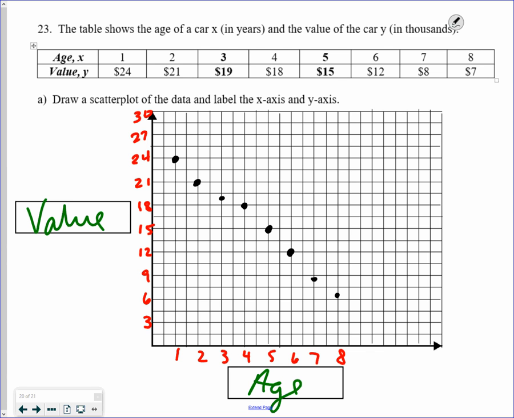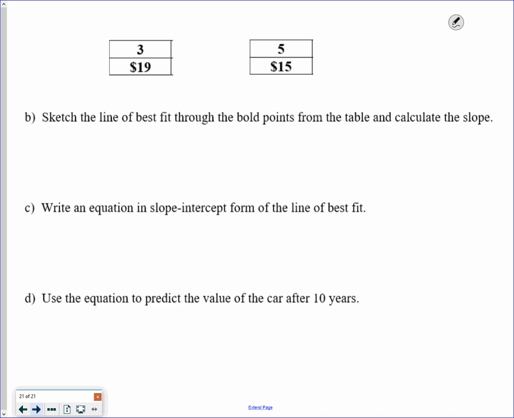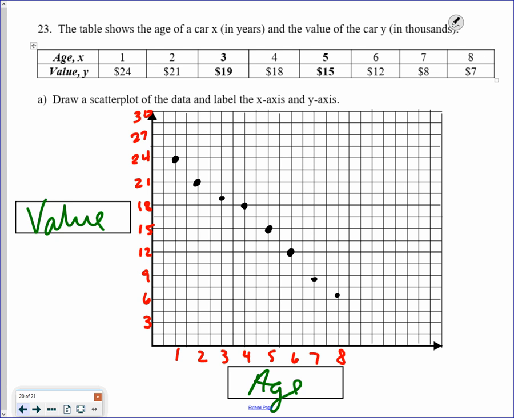Now, the next one says to sketch the line of best fit through the bold points from the table. I'm going to show this and then go back. The bold points were supposed to be at 3, 19, so I'm going to make that one just a little bit bigger, and 5, 15 right here. You are supposed to draw your line through the bold points, so make sure that you draw it through the bold points.